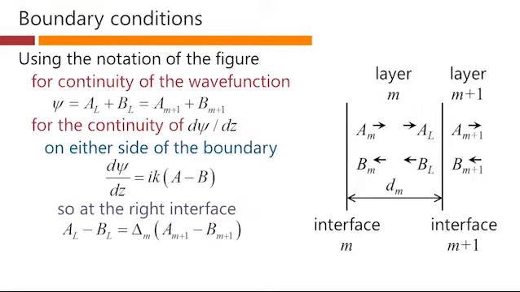So at the right interface, we have A_L minus B_L is a quantity delta_m times A_{m+1} minus B_{m+1}. And that quantity is just k_{m+1} over k_m. In other words, when we did this derivative here, we got an ik_m times A_L minus B_L, and we got an ik_{m+1} times A_{m+1} minus B_{m+1}. And we can divide out both sides by the k_m and write the expression in this form.